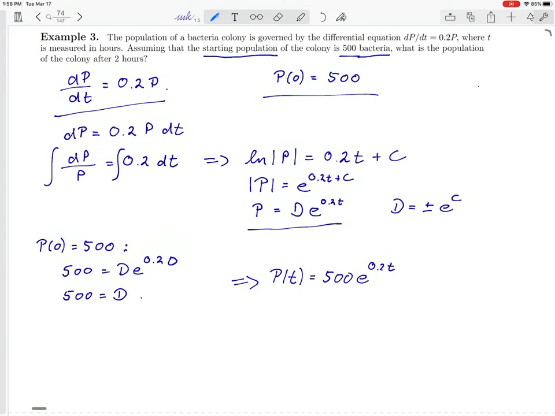They are asking us in this problem not just to find the solution, but also to use the solution to find the population of the colony after 2 hours. And since our solution gives us a population at any time, we can now find out that after 2 hours, the population is 500 times e to the 0.2 times 2. When you evaluate that in your calculator, you get approximately 746 bacteria. So after 2 hours, our bacteria colony has grown to 746 bacteria.